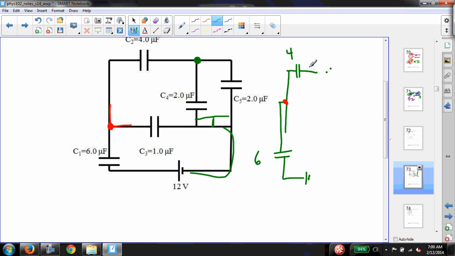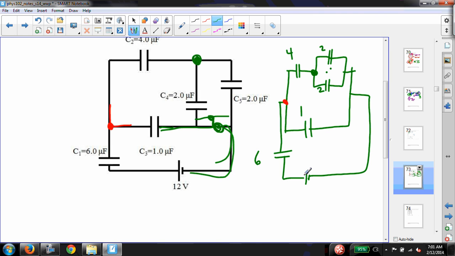All right. But then that branch splits again into a 2 and a 2. All right, so this dot right here represents here, and then that comes back together. All right, so over here somewhere. And then this capacitor, my 1 microfarad, and then it all comes back together right here and goes back to the battery. So this comes out, they come together, and they come back to the battery.